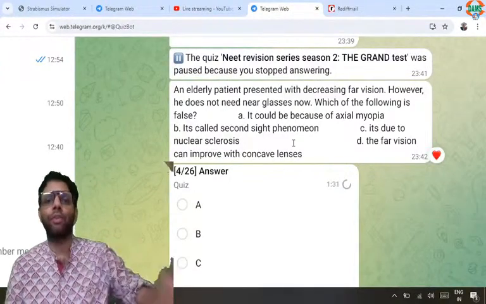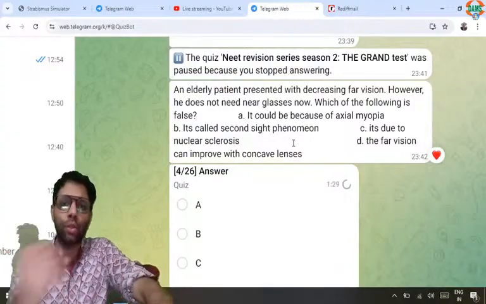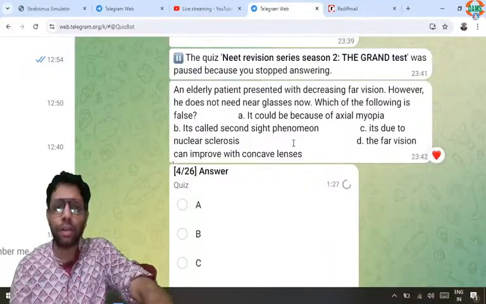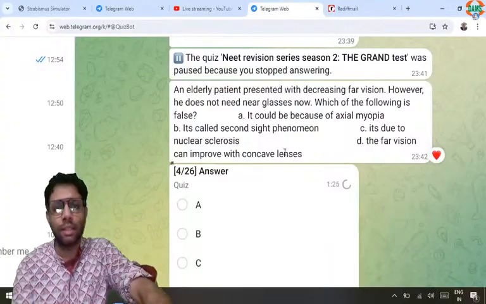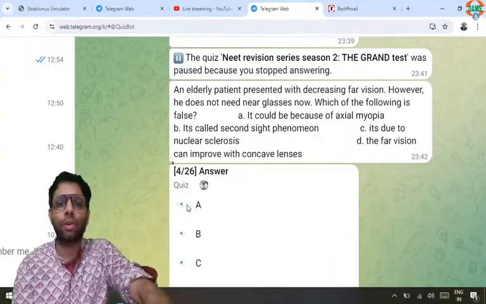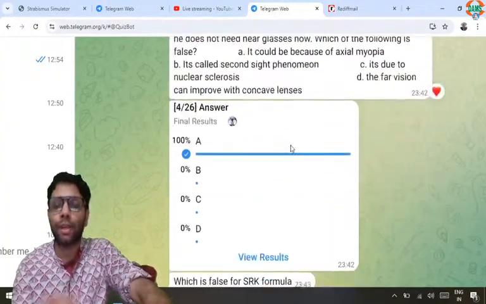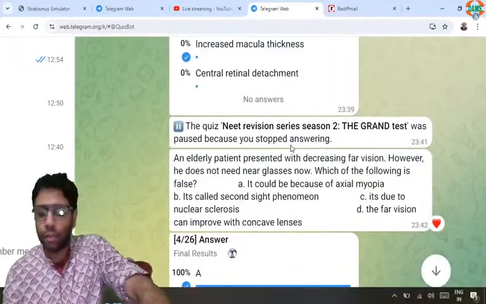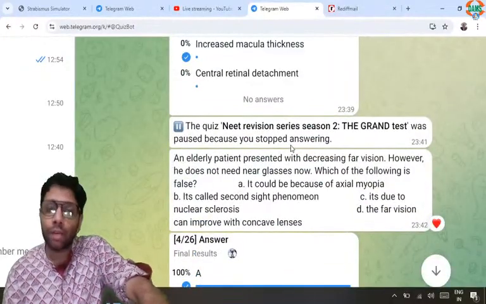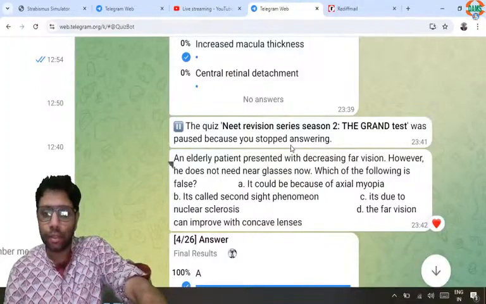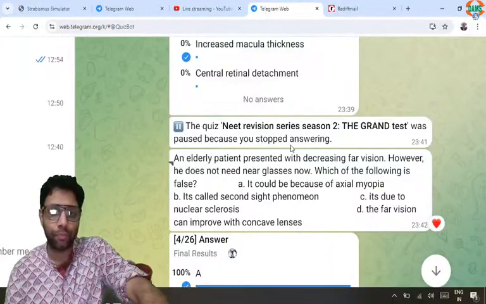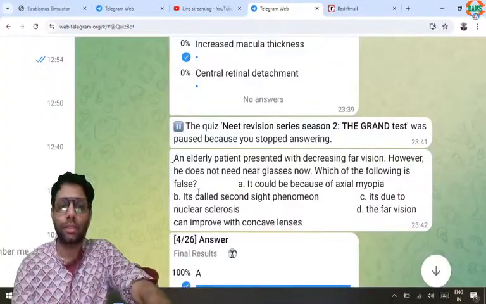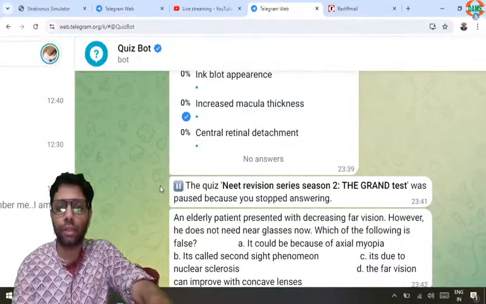Near vision is improving because in myopia the far point is close to the eye. That's why far vision is improved by concave lenses. That is true. A is the answer over here because it is true index myopia because the refractive index of the center of the lens is increasing. If it was a nuclear cataract, then far vision and near vision are both reduced. Then there is no second sight phenomenon because that is the central media opacity. Nuclear cataract.